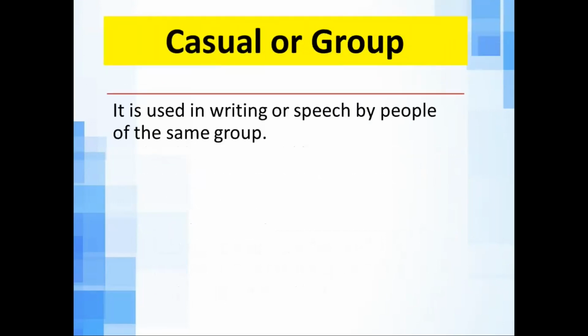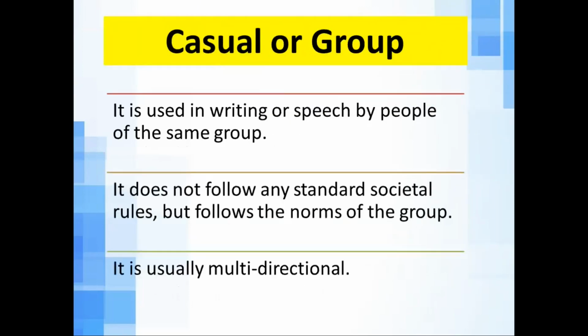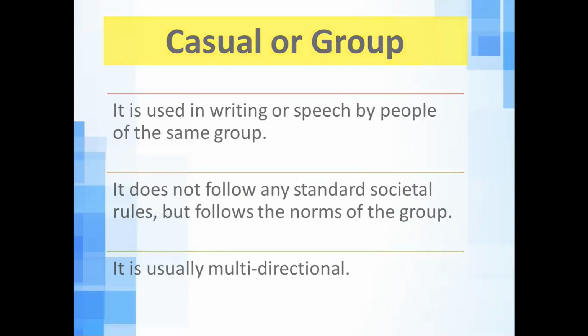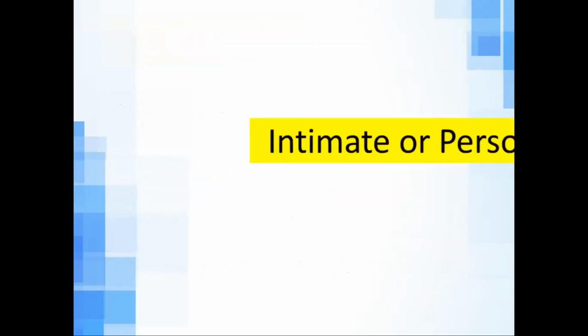Then casual or group, so more like informal but specific to speaking or communicating with specific people of the same group. So it does not really follow any standard societal rules. So slang and figurative language may be in use when talking casually or in groups. So the type of communication level here is multidimensional. Examples: team celebrations, office parties, and many more.